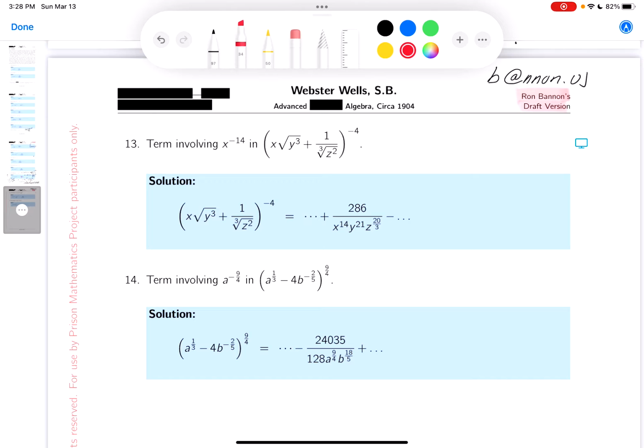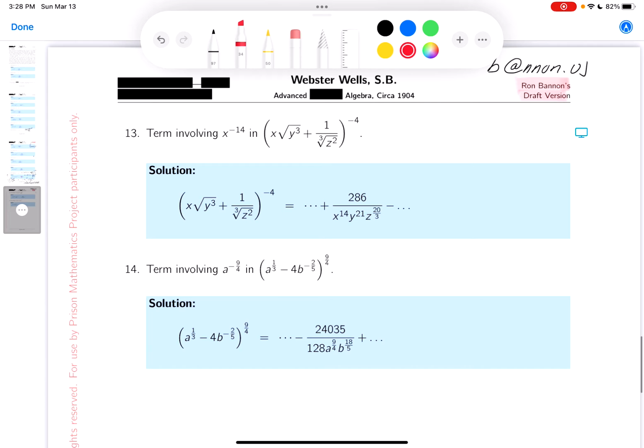All right, you have a more difficult question now. They want the term with x to the minus 14 in it. And I got to go through it. So let's take a look and let's see if we can do it.